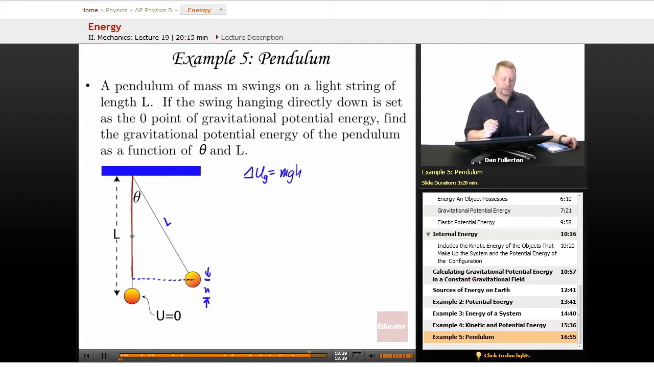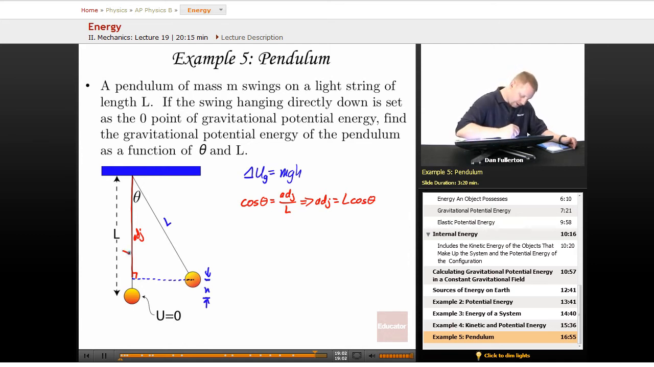If we could find the length of that red line, which is the adjacent side of this right triangle, we'd be golden. So let's see if we can do that. Theta's there. We know the cosine. We want to know the adjacent side. We know the hypotenuse. Cosine of theta is the adjacent side divided by the hypotenuse, L. Therefore, the adjacent side must be equal to L cosine theta. So this is L cos theta.